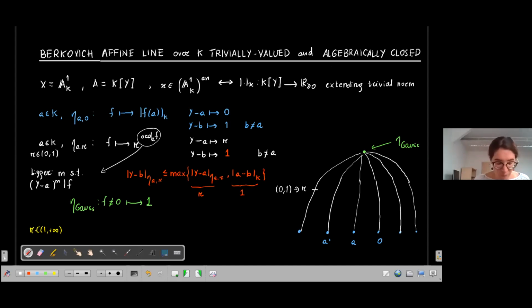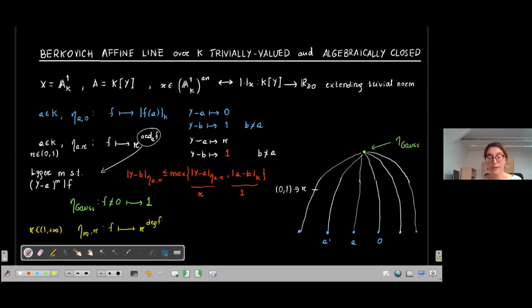Okay, let me conclude the picture. Here we fix an element r between 1 and infinity, and we can construct a norm that I will denote eta infinity r, that sends every polynomial to r at the power degree of f.